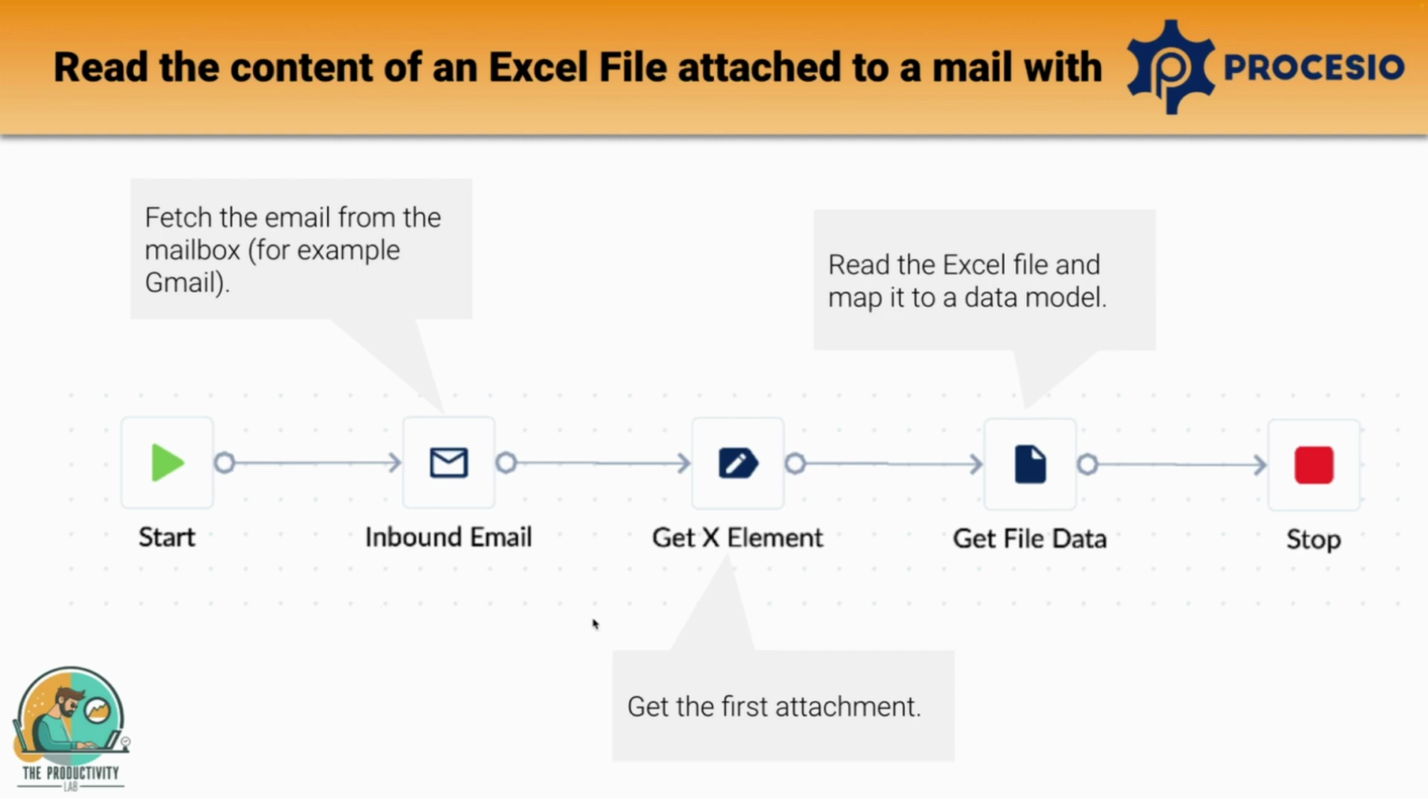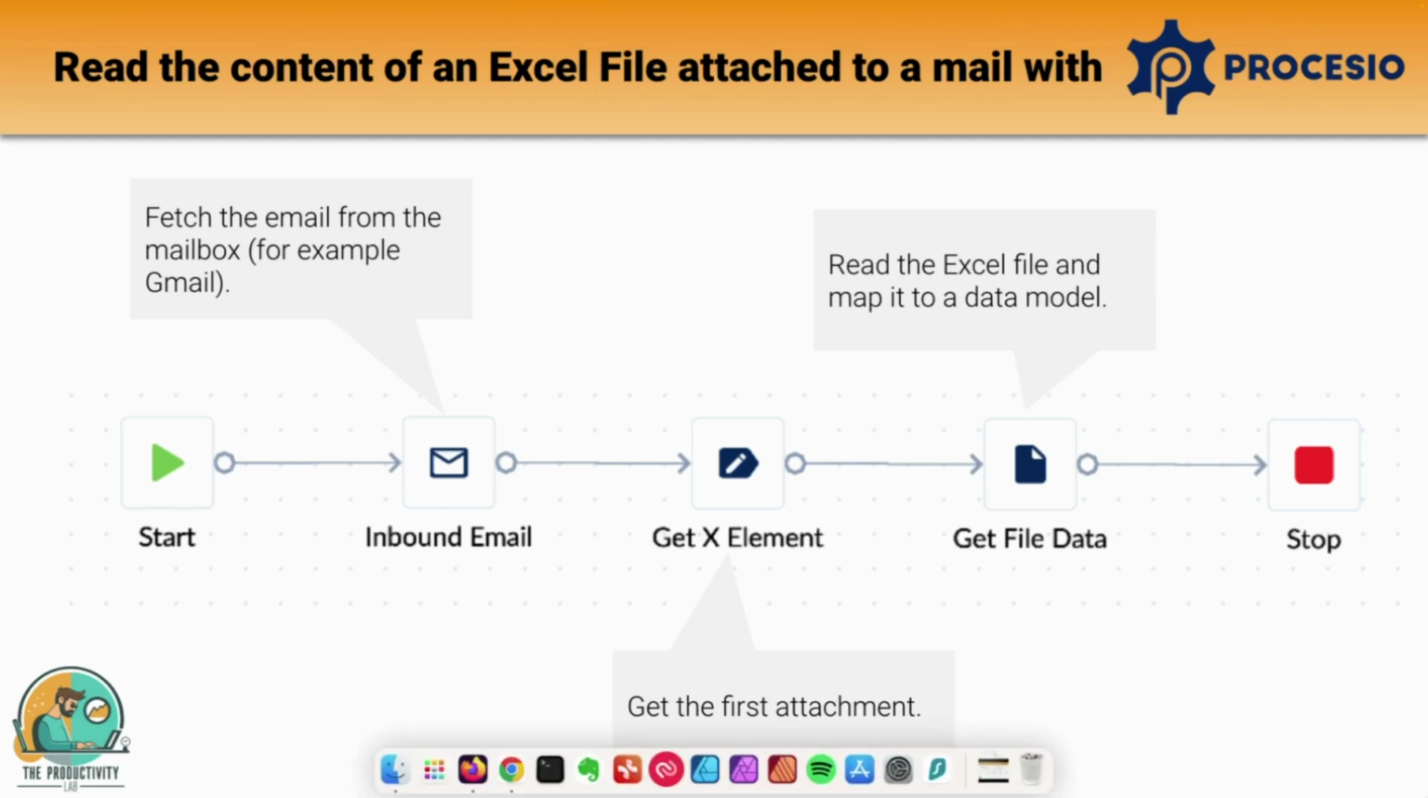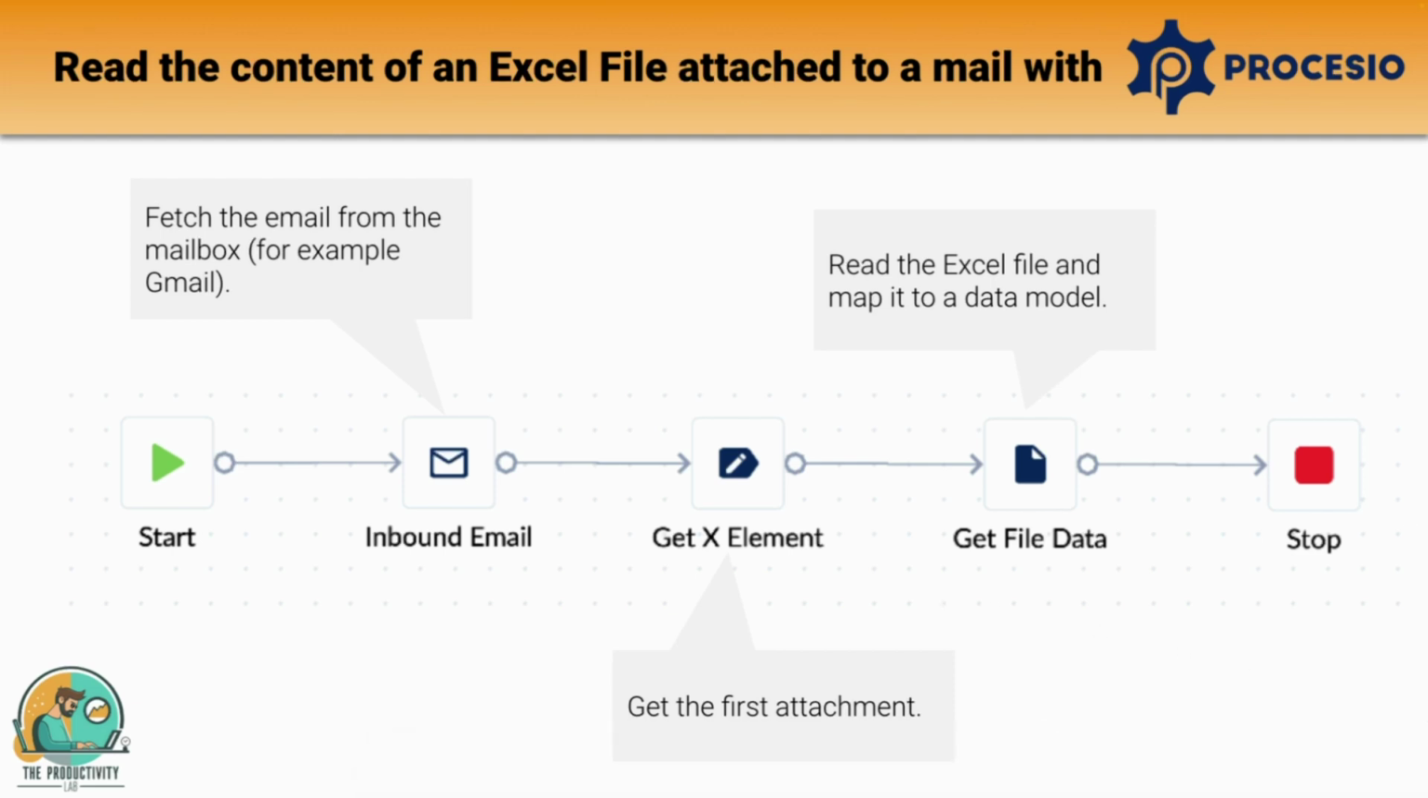When you get this email, you will extract the first element of this email, so the Excel file that is attached to this email. And at the end, we will read the content of this Excel file and it will output JSON with all the content of the Excel file. And of course, after that you can do whatever you want with this JSON.